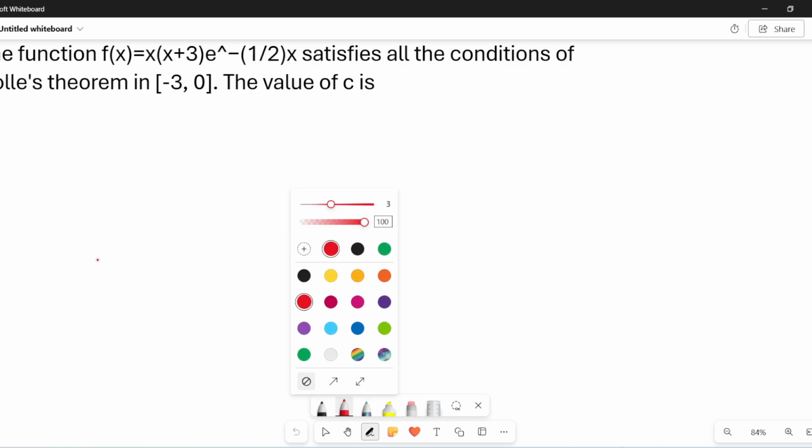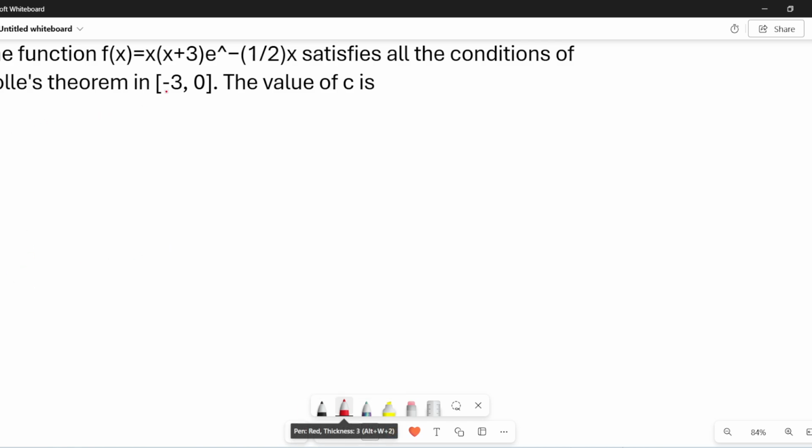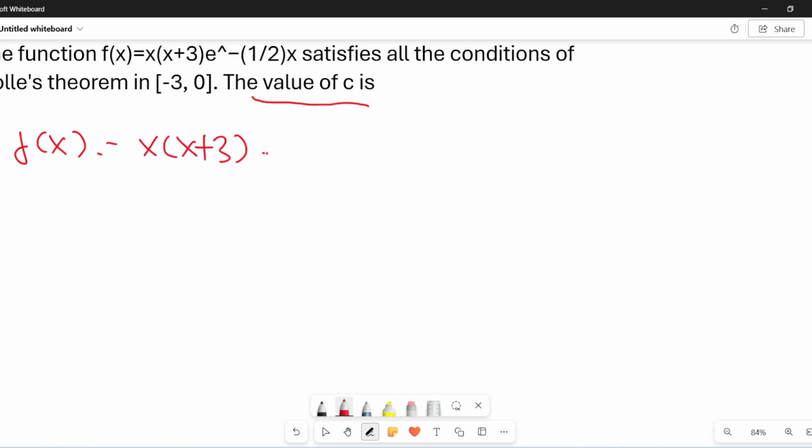Your fourth problem is: the function f(x) = x(x + 3)e^(-x/2) satisfies all the conditions of Rolle's theorem in [-3, 0]. The value of c is? Okay, so your function is given as x(x + 3)e^(-x/2). Rolle's theorem conditions are satisfied.